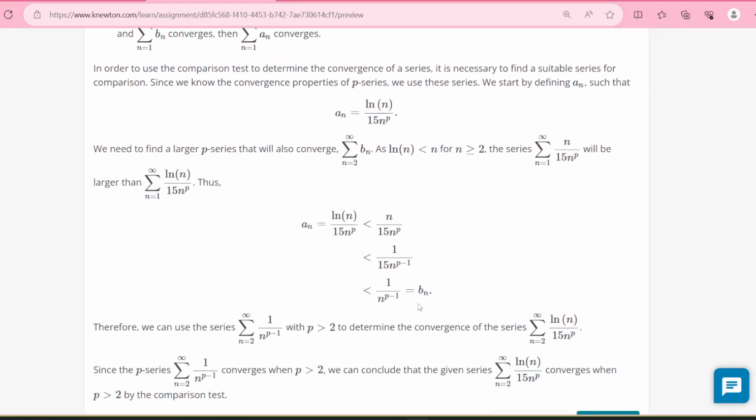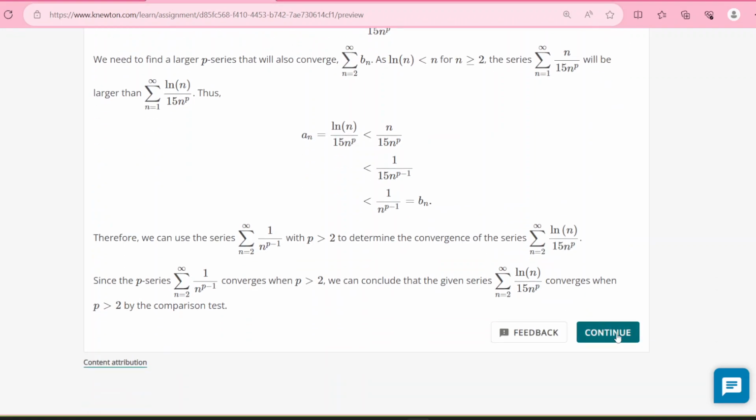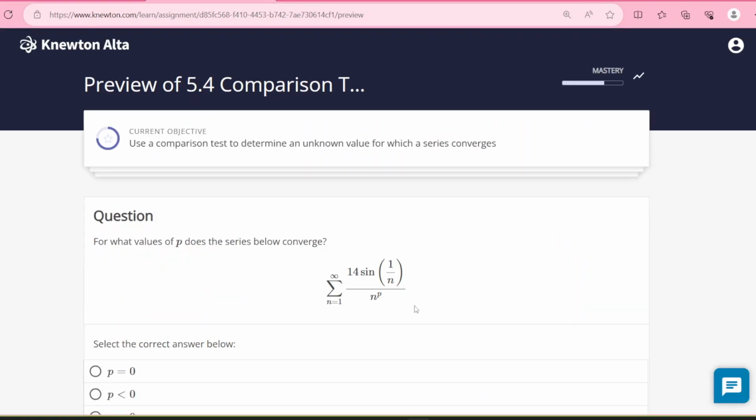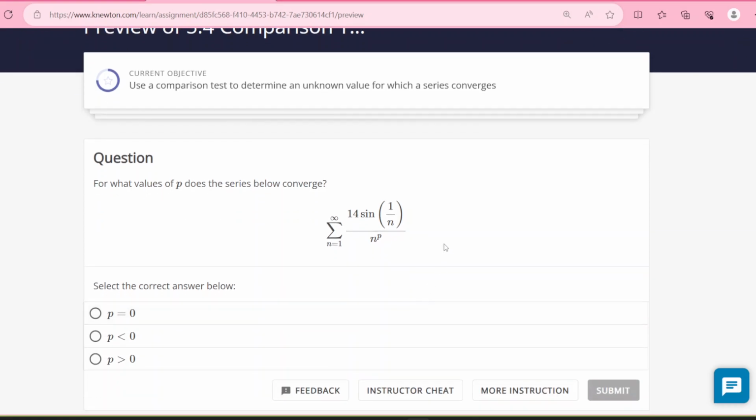So let's look back earlier in the video. They're doing very much the same kind of comparison. So this one's a little different. All right, so for what values of p does this series below converge? Okay, so we could try a direct comparison. We could try a limit comparison here. I'm going to write this out and mess around with it.